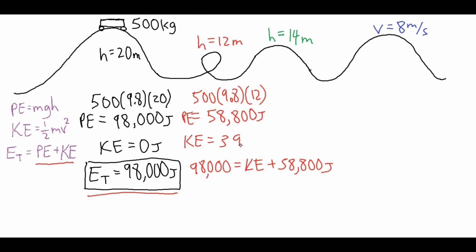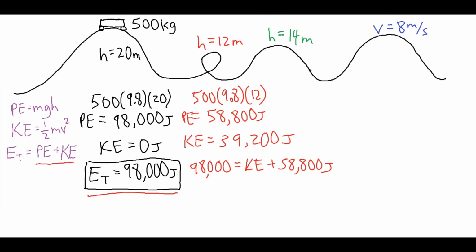That comes out to 39,200 joules. Okay, that's going to be the method to find our potential energy or kinetic energy if we don't have a height or velocity. You're going to take a look at the total mechanical energy, do a tiny bit of subtraction, and then you'll be able to solve for your unknown variable.